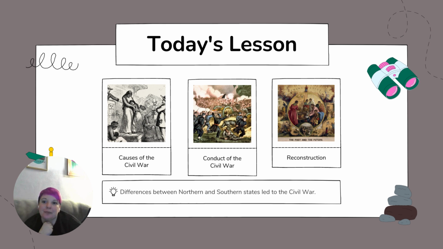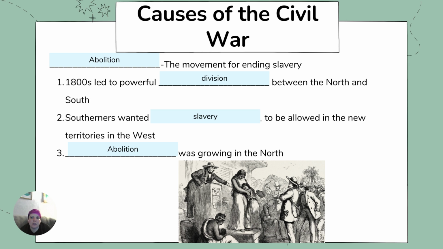So, as the United States grew in the early 1800s, a powerful division arose within the country. Southerners wanted slavery to be allowed in the new territories in the West. However, abolition, or the movement for ending slavery, was growing in the North.